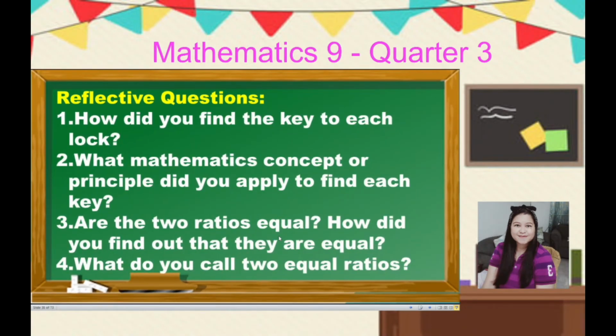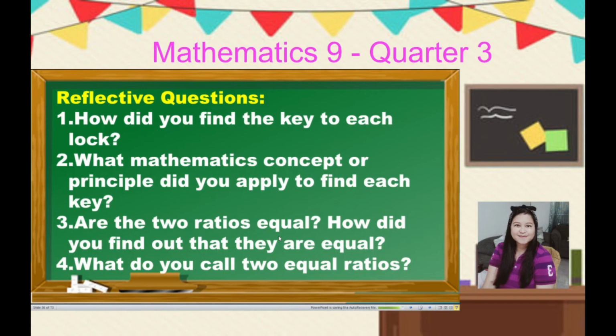So the question is, number 1, how did you find the key to each lock? Number 2, what mathematical concepts or principle did you apply to find each key? Number 3, are the two ratios equal? How did you find out that they are equal? And what do you call those two equal ratios?